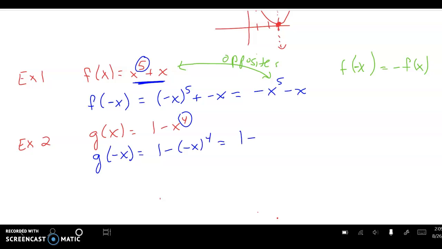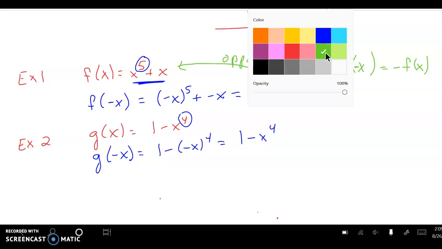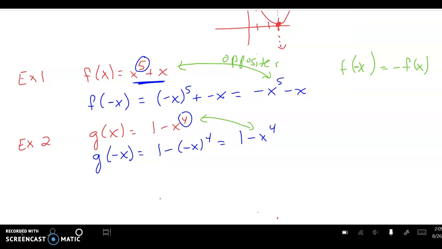We get 1 minus x to the fourth. Hey, we got the same thing. That tells us it's even because remember, f of negative x was equal to f of x. So both the left and the right side were equal. So the key is take negative x and plug it in. If you get the opposite out, it's an odd function. If you get the same thing out, it's an even function.